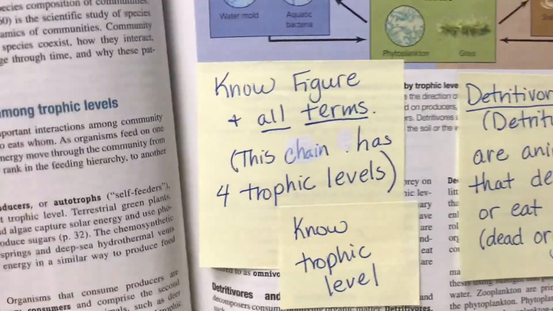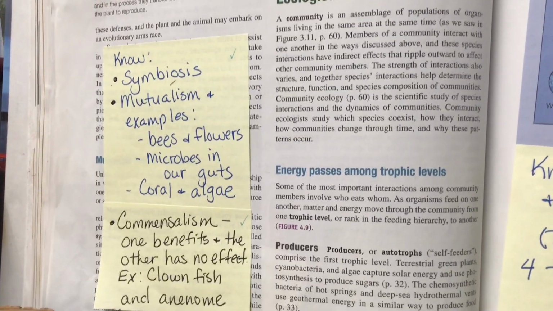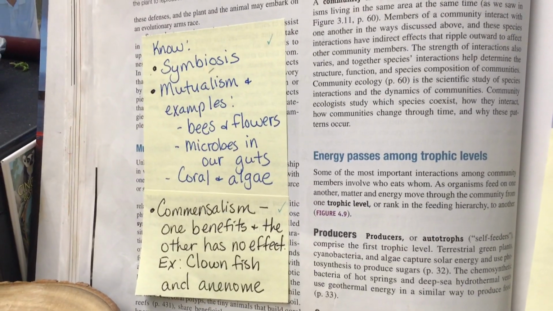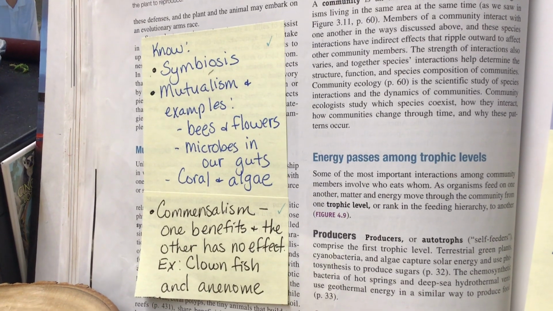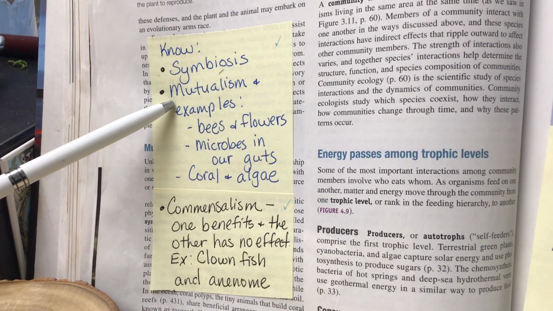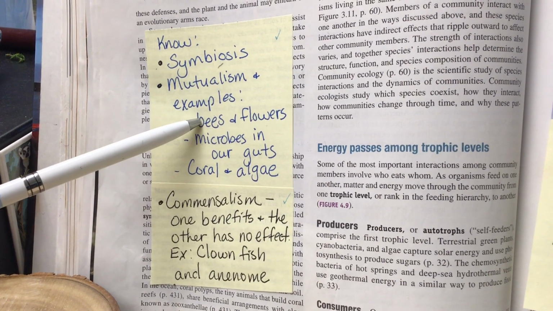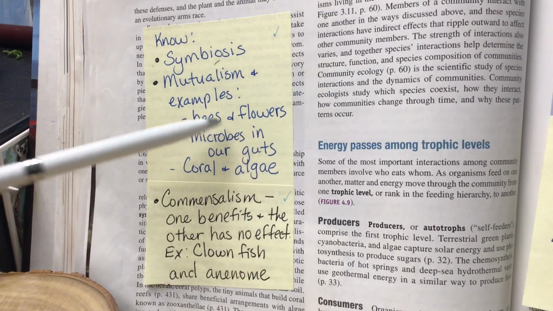Turn the page to page 80. Know the definition of symbiosis. So these are species that work together. Some have mutual benefits. So bees and flowers, the bees get nectar, the flowers get pollination.